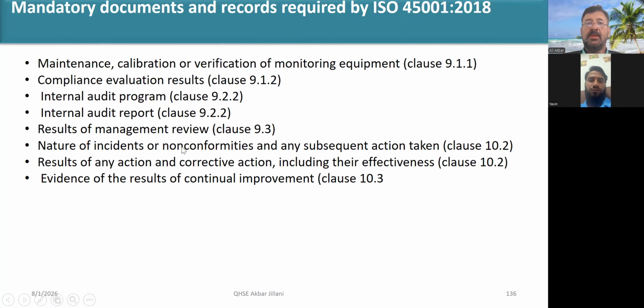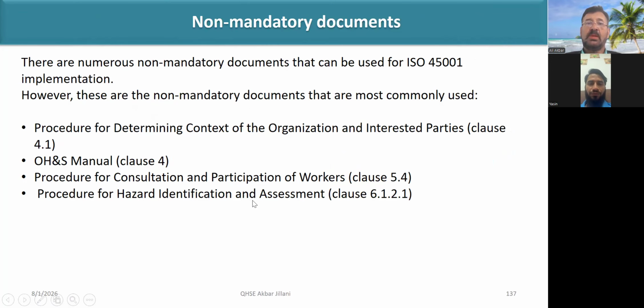Nature of incidents or non-conformities, like if they have some incidents, 10.2, and what is the incident report, and what is the action plan for the incidents. Communication of the incidents to the stakeholders, particularly the employees. Result of any action and corrective action, including their effectiveness, 10.2. This is for the incidents. Evidence of result of continual improvement.